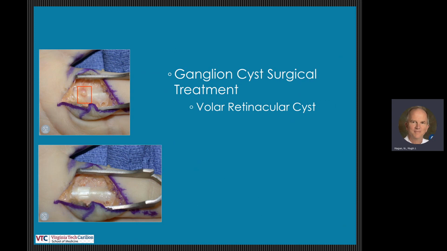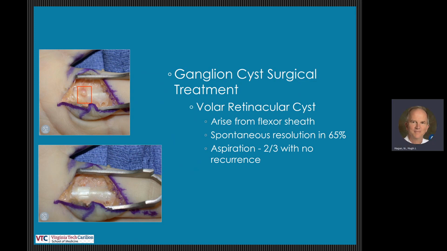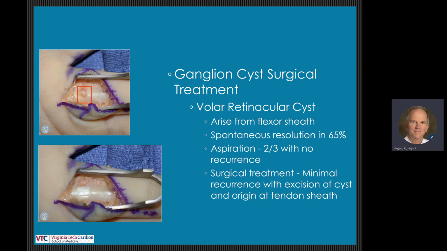Surgical treatment for volar retinacular cysts, which arise from the flexor tendon sheath, needs to be tempered by the knowledge that these can spontaneously resolve in over half of the cases. If you aspirate it, about two-thirds of them will go away completely. And in surgical treatment, there's a very minimal recurrence as long as you excise the cyst and its origin with a patch of the flexor tendon sheath. Typically, if you excise one of these with the tendon sheath and turn it over, you'll see the little hole from which the cyst arose.